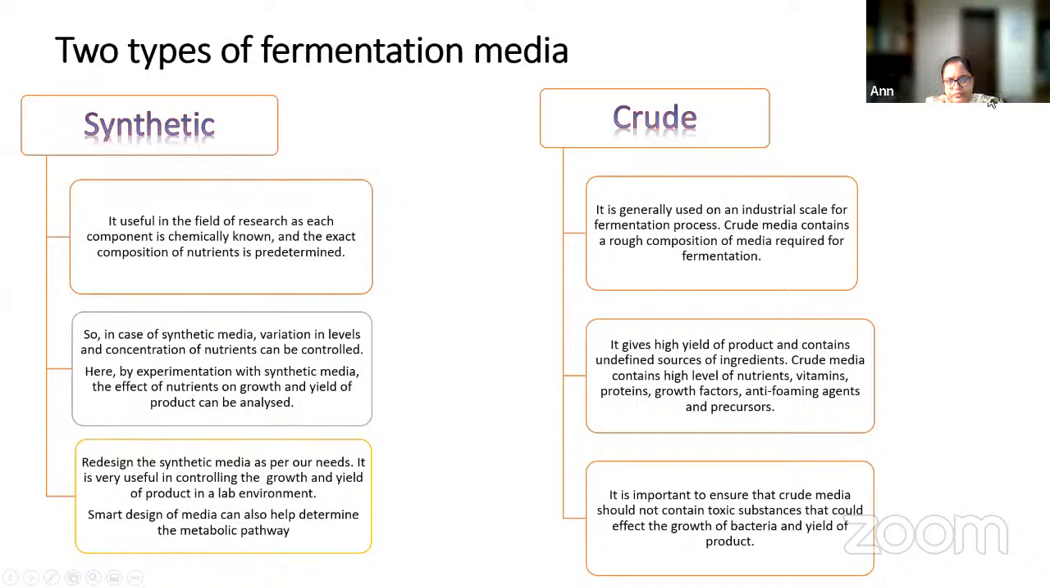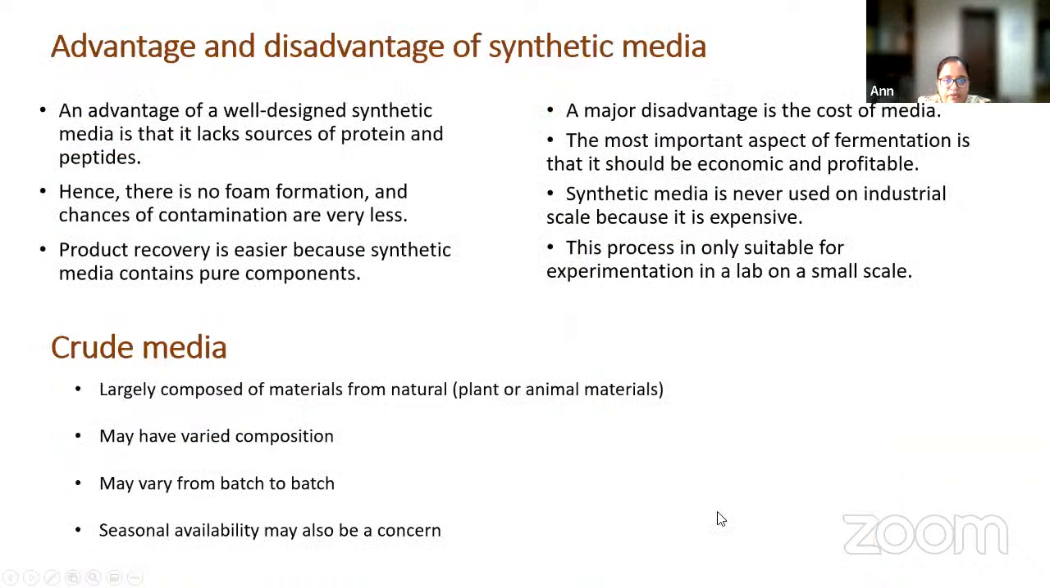On the contrary, crude media are basically undefined sources of ingredients, but we pick these up because they give a high yield of product, and you are not needed to add other small ingredients which increase the cost of the final product. So it's also important that we screen the crude media so that it doesn't contain toxic materials for the final product. There are a lot of advantages and disadvantages of both the systems.